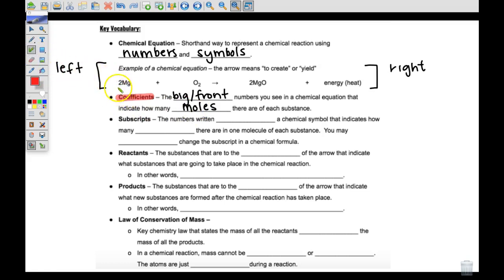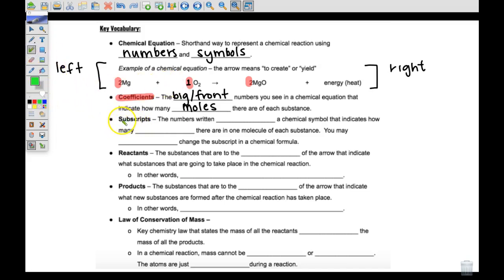So in our equation, there's two really obvious coefficients. They're the big numbers in the front of Mg on the left side of the equation and MgO on the right side. But in O2, there's technically a coefficient right here. But even though there's not a number there, we assume it to be 1.